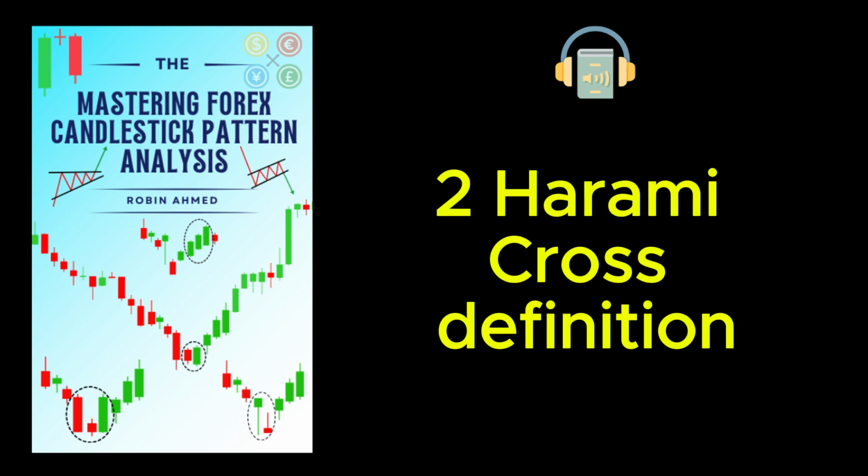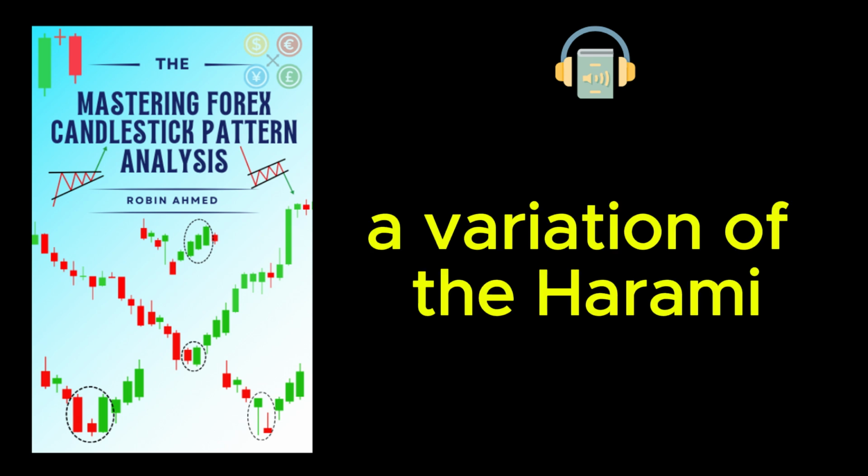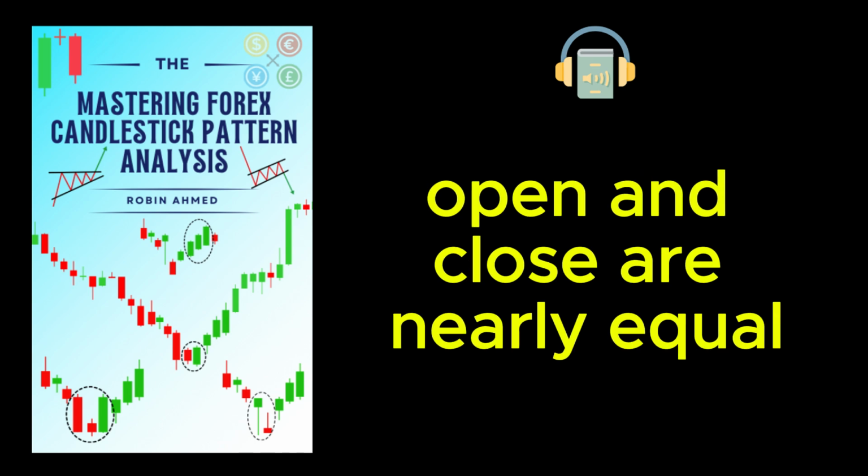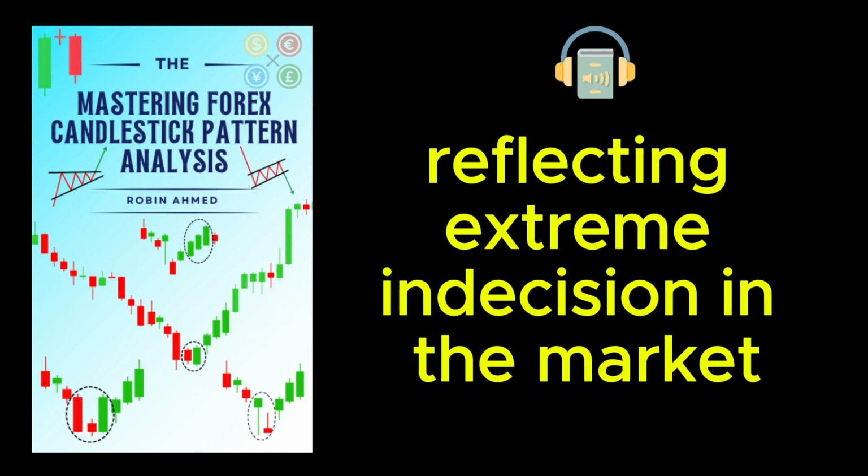2. Harami cross. Definition: a variation of the Harami, where the second candle is a doji, open and close are nearly equal, reflecting extreme indecision in the market.